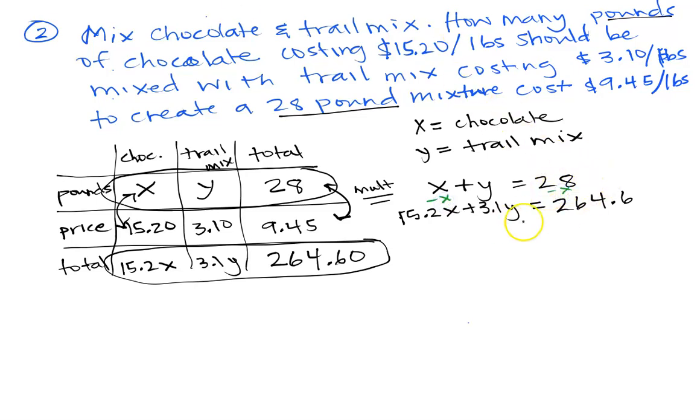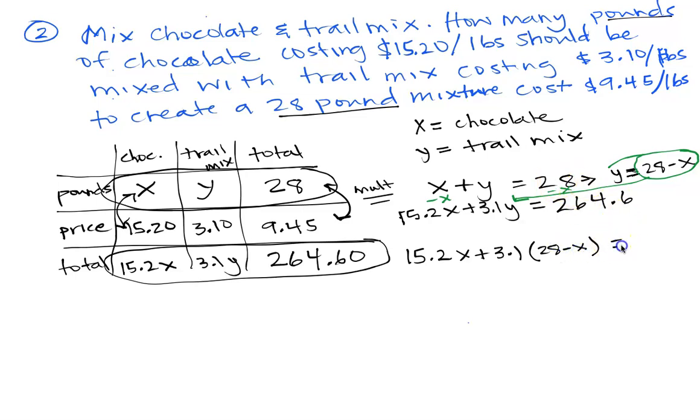Say I wanted to get y by itself, then I'd need to subtract the x over. So that means my new equation is y equals 28 minus x. Then I can take that 28 minus x and put it in place of y right here. So I'll have 15.2x plus 3.1 times all of that stuff I circled in green, so 28 minus x, equals 264.6.